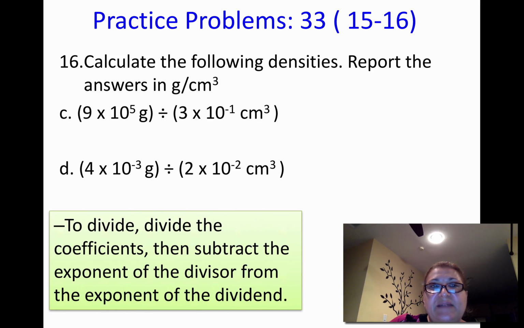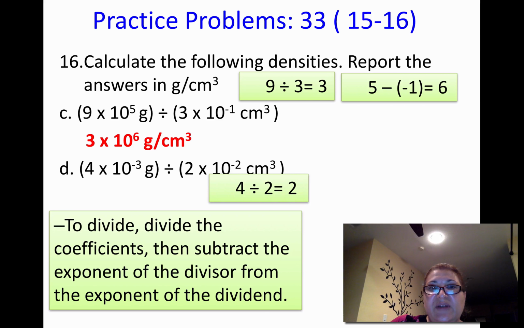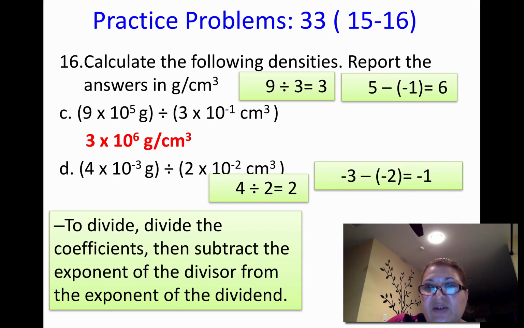Okay, for C, we're still dividing. So 9 divided by 3 is 3. And then 5 minus -1 is the same as 5 plus 1 is 6. So 3 times 10 to the 6th power. For D, 4 divided by 2 is 2. And then -3 minus -2 is the same as -3 plus 2 is -1. 2 times 10 to the -1.